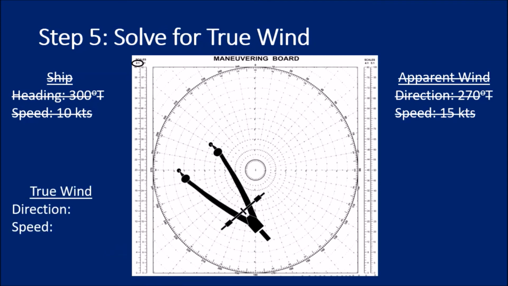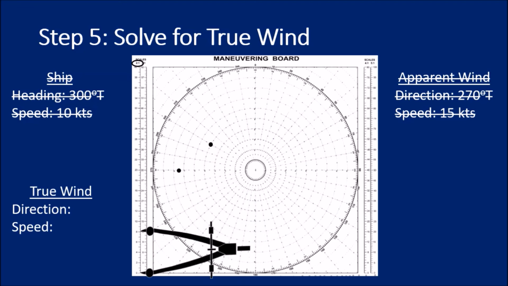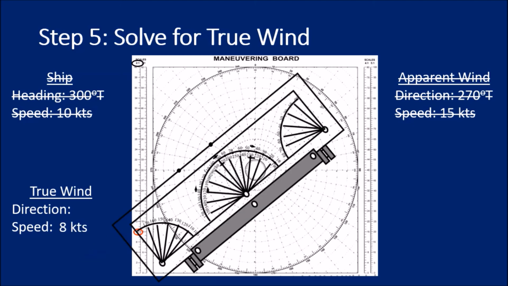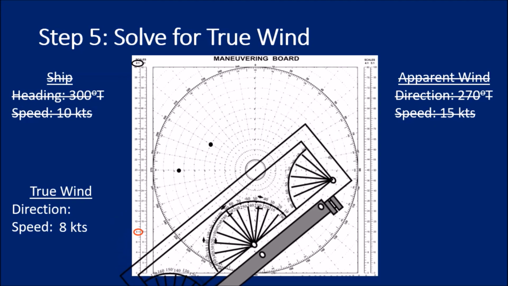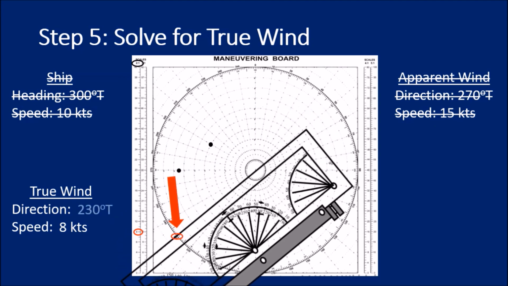In step 5, we're solving for true wind speed and direction. Using our dividers, we measure the distance between the 2 dots. Transfer the 2 to 1 scale to determine the true wind speed, in this case 8 knots. Next, we use our wings to find the direction. Line our 2 dots up and scroll the wings to the center of the maneuvering board. Where it intersects on the outer ring closest to the apparent wind dot gives our true direction. In this example, 230 degrees true.